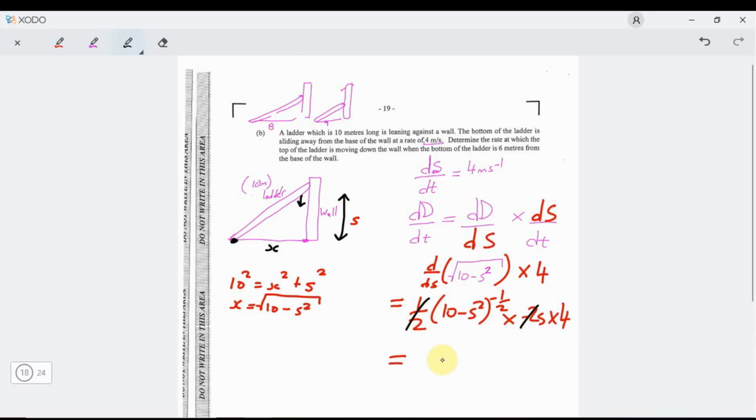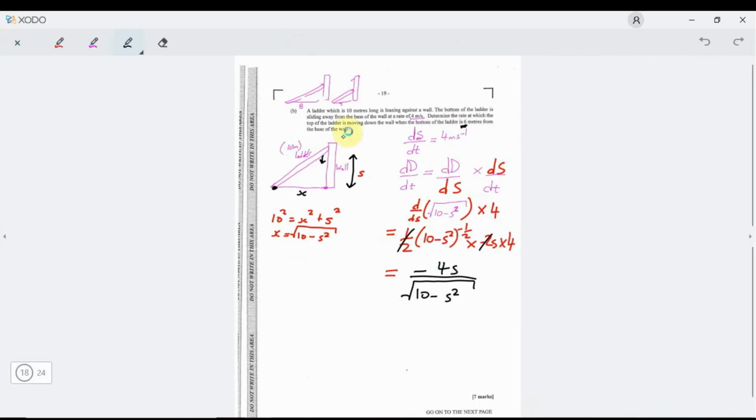So in that case, it is now minus 4 over the square root of 10 minus s squared, and it's minus 4s. But then they told us that this was what? In that case, we're going to plug in when it is 6. So just plug in s as 6.